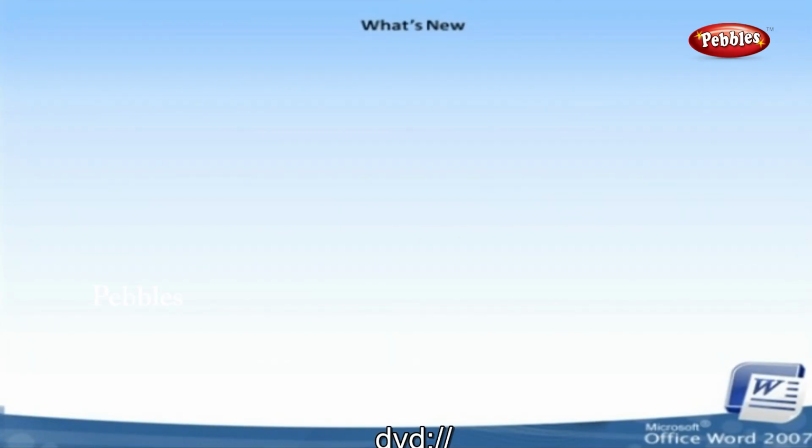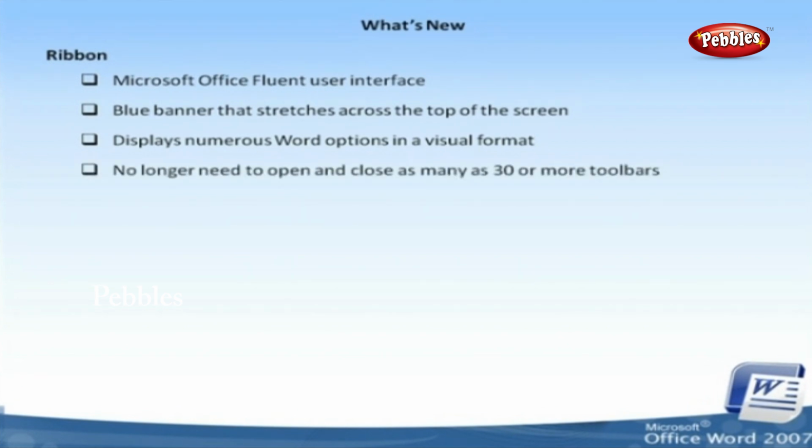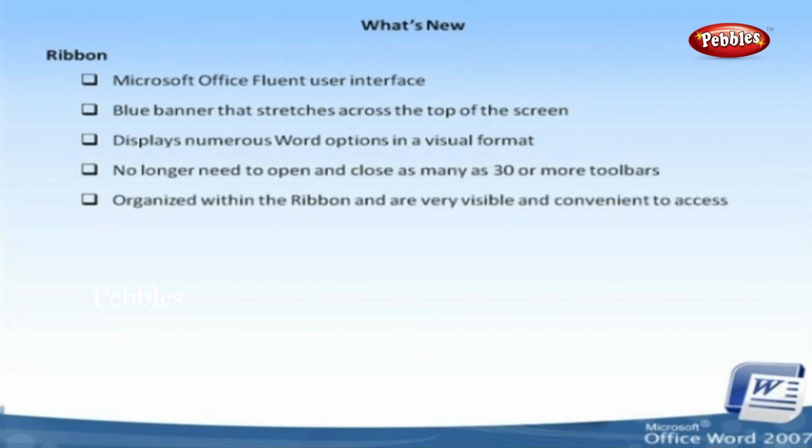What's new? The first conspicuous new feature you'll encounter when you start Word will undoubtedly be the ribbon, which is part of the new interface called the Microsoft Office Fluent User Interface. The ribbon is a blue banner that stretches across the top of the screen. It shows the most commonly used commands and displays numerous Word options in a visual format. When looking for options, you no longer need to open and close as many as 30 or more toolbars or open countless menus and dialog boxes. The options are now organized within the ribbon and are very visible and convenient to access.